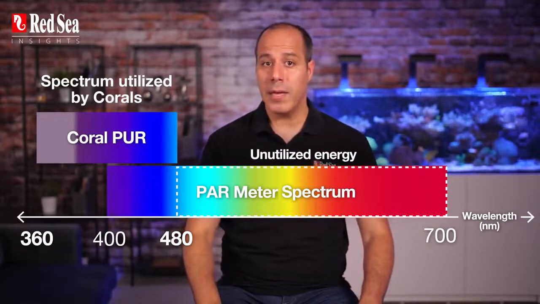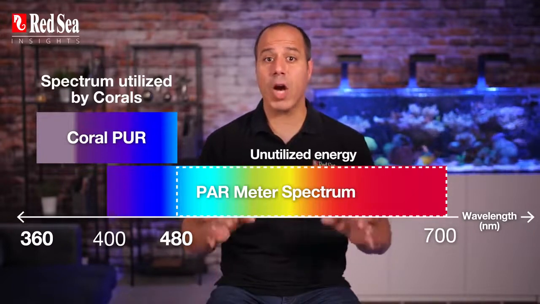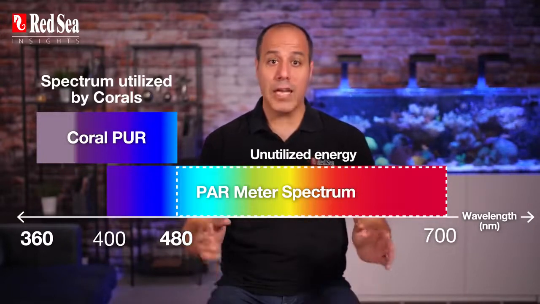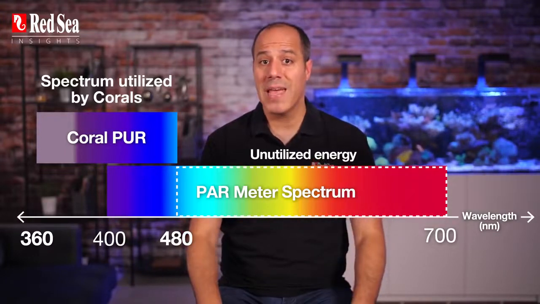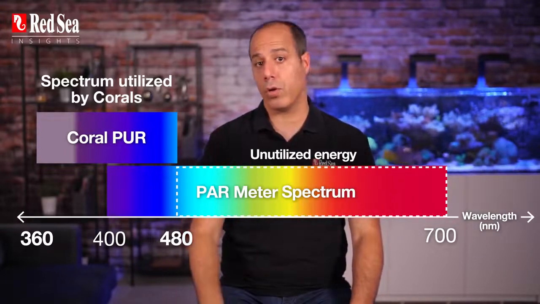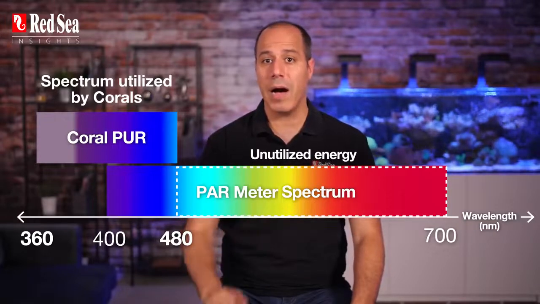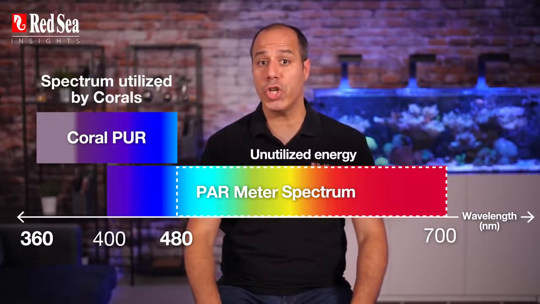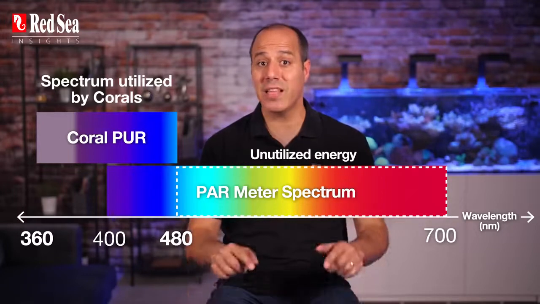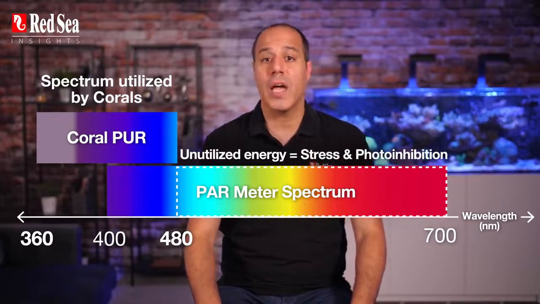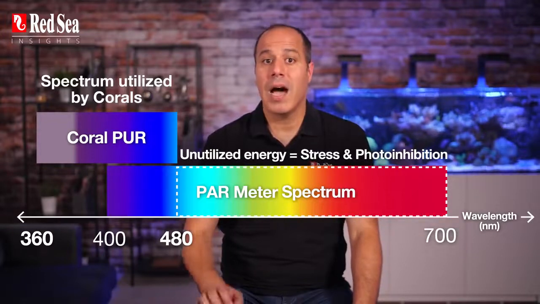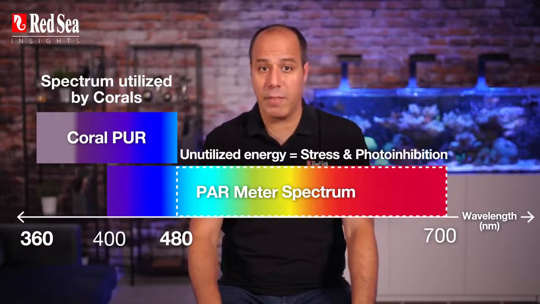And on the other hand, at the top end of the spectrum, any wavelength above 480 nanometers, meaning a significant part of the PAR measurement that includes the green, yellow, and red wavelengths, cannot be utilized by corals. In excessive amounts, these wavelengths may turn into heat energy inside the soft tissue of corals, which causes stress and photoinhibition. I'll explain more about that in our next episode.